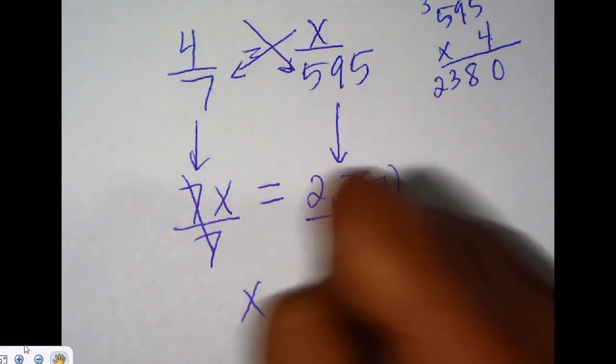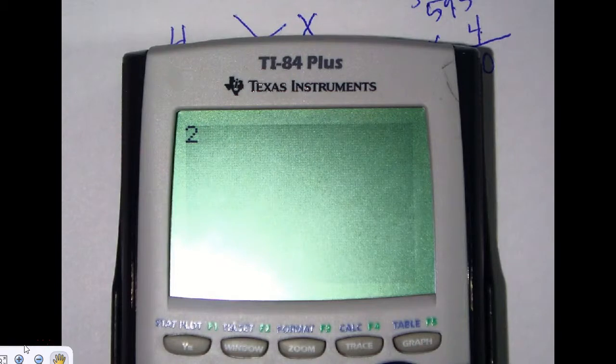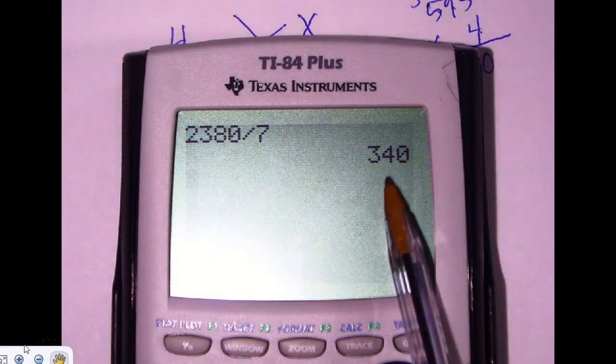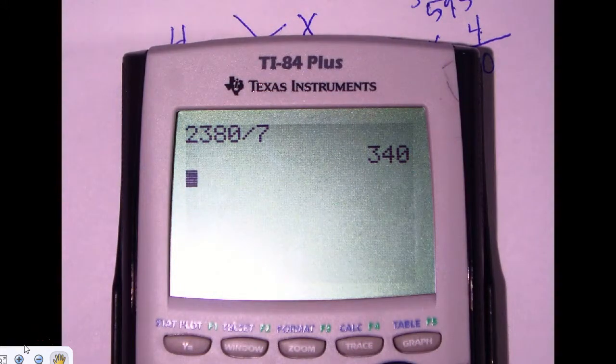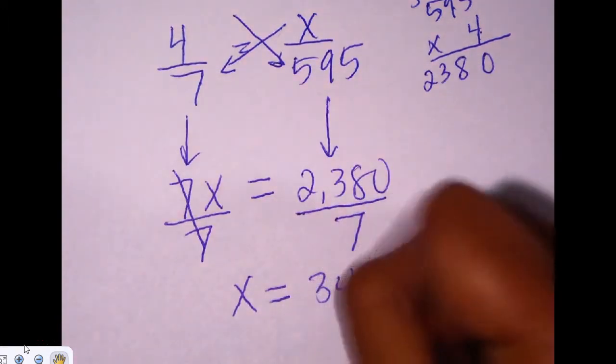Okay, so now x is equal to, and for the sake of time, I'm going to use the calculator, which I normally never do. So we're going to do 2,380 being divided by 7, and there's the answer. So she's going to do 340 pushes on her pedal, and her rear pedal is going to turn 595 times. Okay, so the answer is 340.